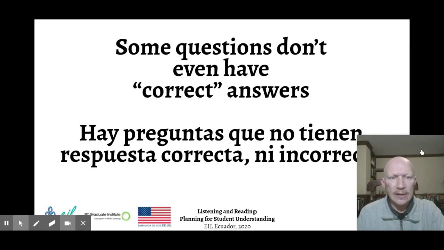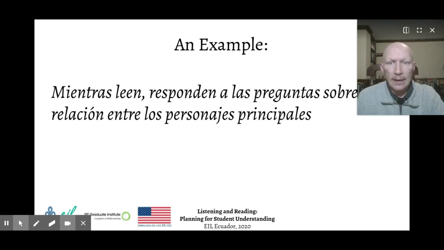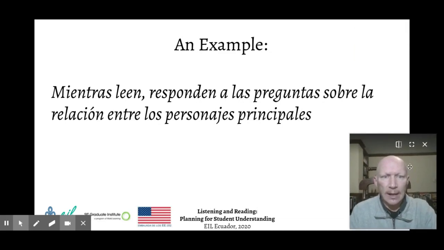And then some questions don't even have correct or incorrect answers. If there's no correct answer or incorrect answer, then I don't have to correct it. I think of the one at the end of the Edgar Allan Poe short story where they had to respond to open questions about the relationship between the main characters. That's a good activity that shows deep understanding, but because these are opinion or subjective questions, we really don't need to go into any detail in the answers for them.